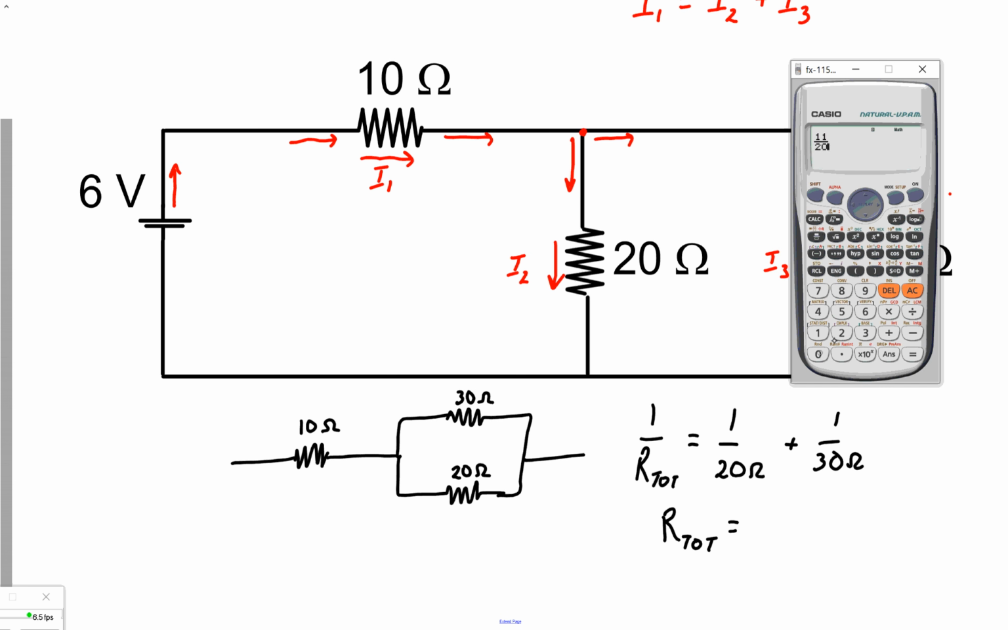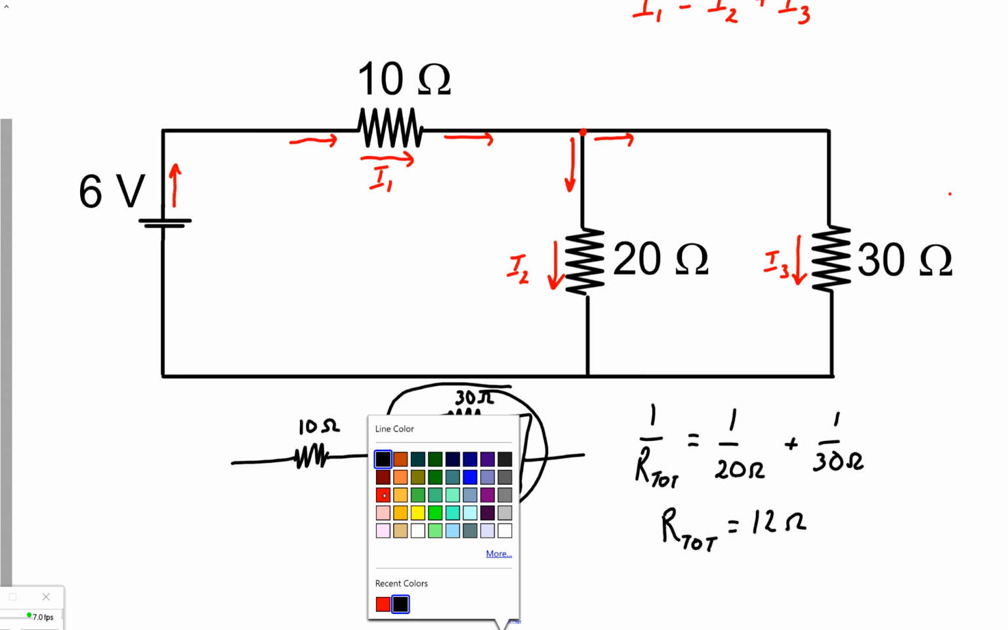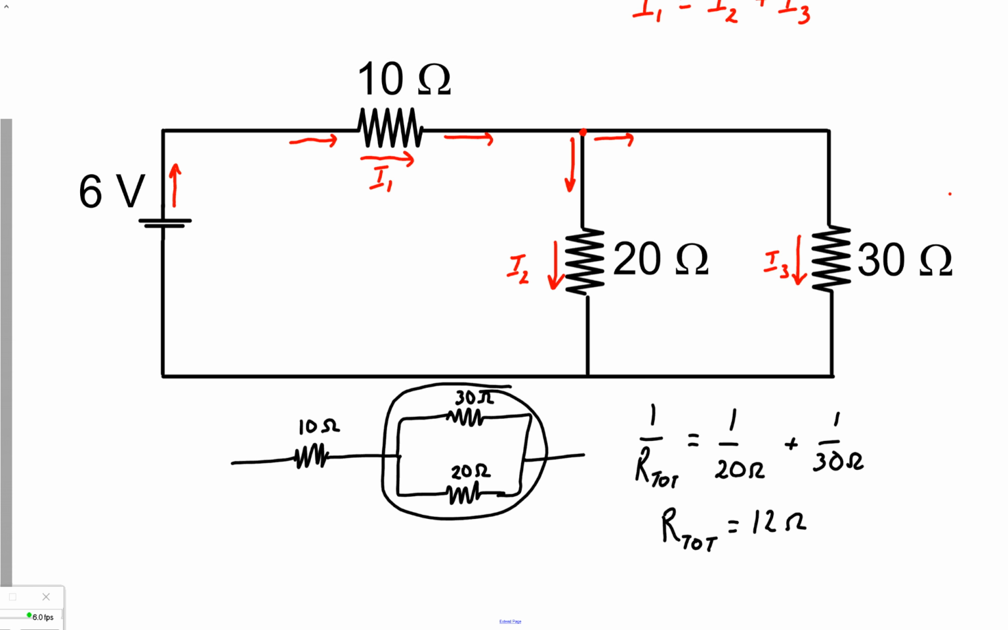Let's see if I can fix that in my calculator. Technology. 1 over 20 plus 1 over 30, right? And then the thing you've got to remember is to take the reciprocal of that. The reciprocal of 1 over 12 is just 12, so that makes for rather easy math, right? So these two resistors together have a combined resistance of 12 ohms.